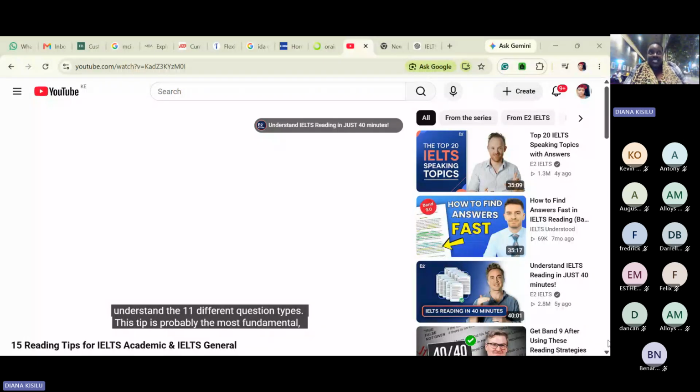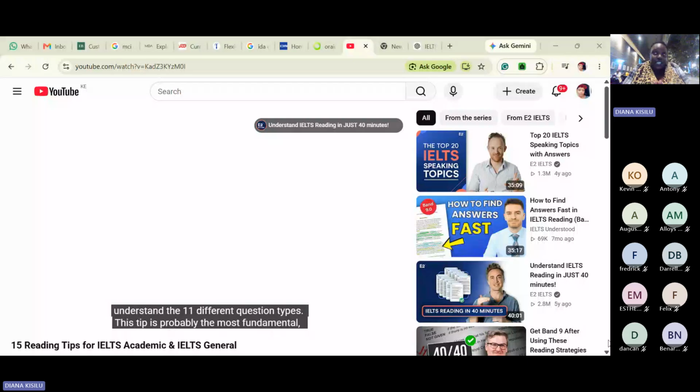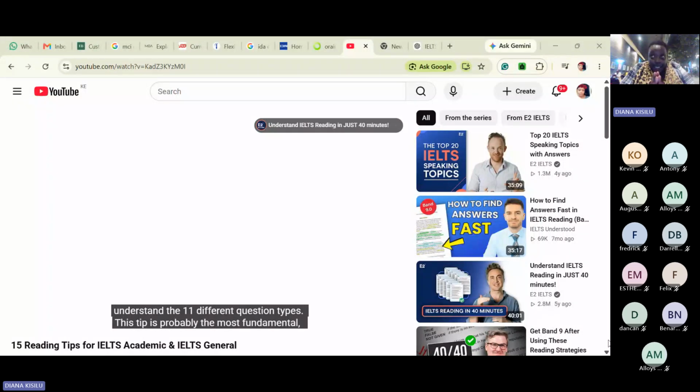So, what is scanning? Scanning is going through the main paragraph or passage to understand the main idea and to understand exactly what the author or the information is about. That is what we call scanning. The second skill that you should have is skimming. Skimming is you getting the main idea that is in the passage. Okay? I hope we are together up to there.